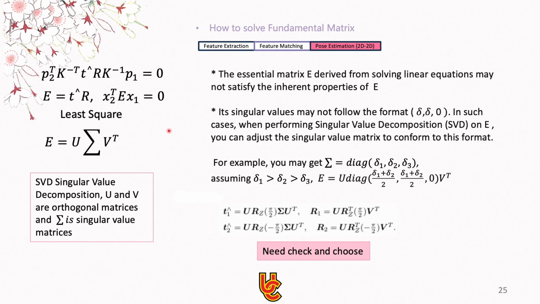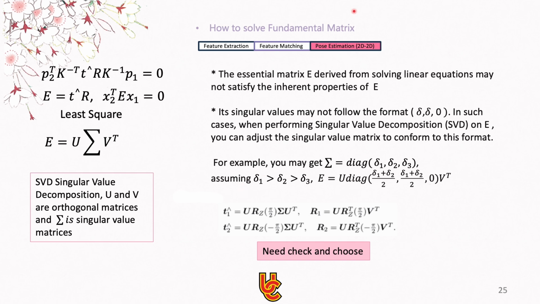After doing the least squares, we'll do the singular value decomposition, where U and V are orthogonal matrices, and Sigma is the singular value matrix. However, in some cases, the essential matrix E derived from this least squares may not satisfy the inherent property of E. Its singular values may not follow this formula, so we'll have to enforce that on purpose. We assume sigma 1 is larger than sigma 2, which is larger than sigma 3, and we build the E matrix like this. And then we can have 4 solutions.